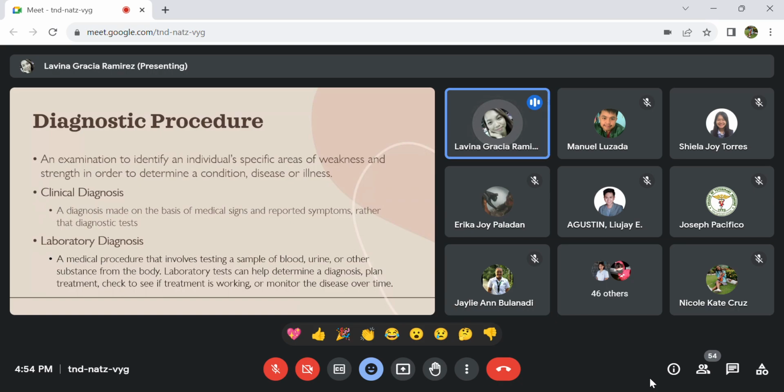Okay, so the diagnostic procedure is more of an examination to identify an individual's specific areas of weakness and to determine a condition's disease or illness. So, just to prove that in certain medical examinations, okay, you need to have this understanding for you to get the exact cause of the disease. And to get that, you need the principles of the clinical and laboratory. So I've mentioned this. It's already incorporated in our previous discussions.